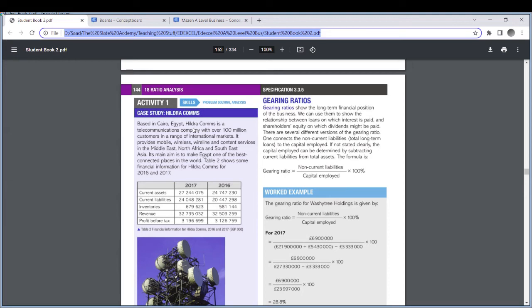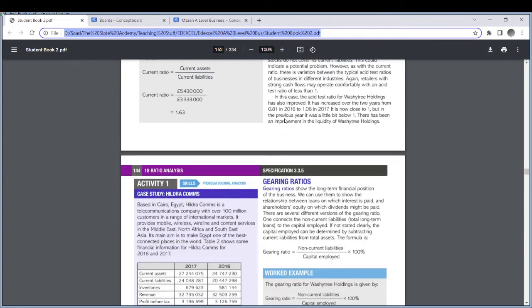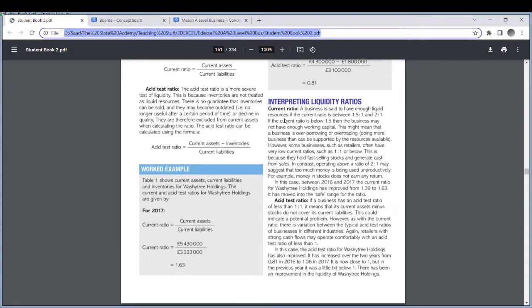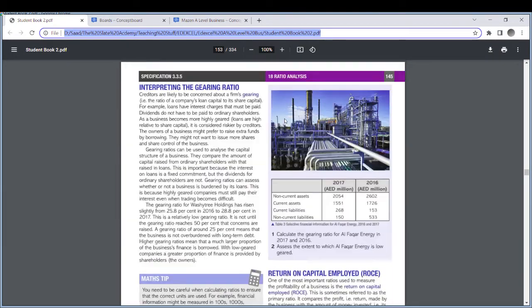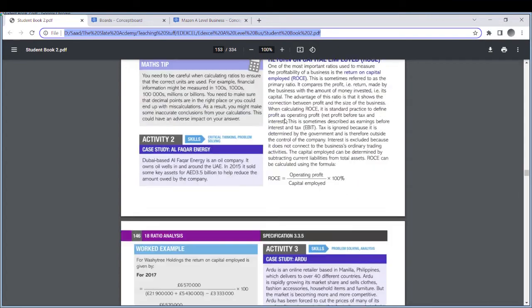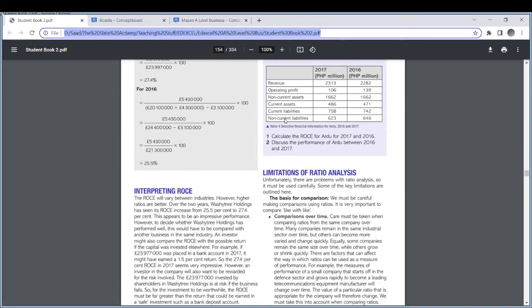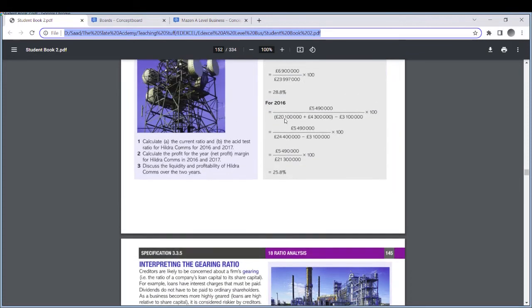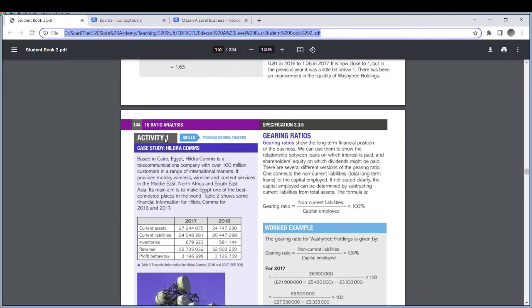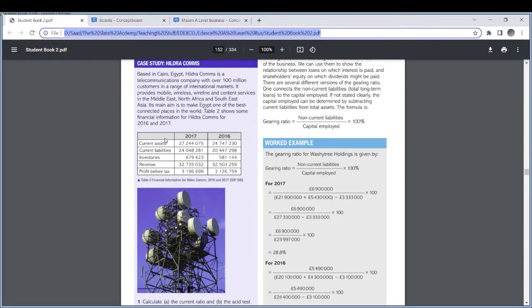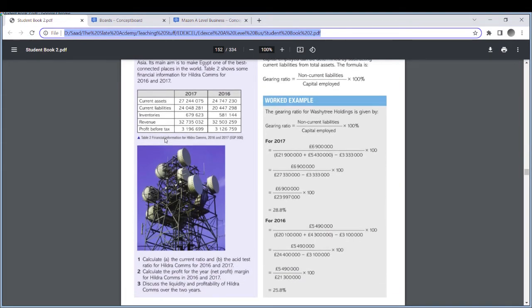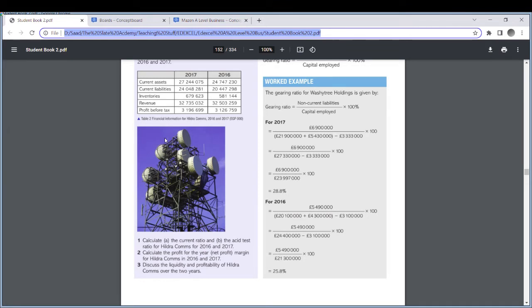Okay, there is one more ratio. Why don't we do this as well, and then together we can solve all of them. Oh, no, there is not just one, there is more. Okay, quickly do this one. Activity 1, page 144. Okay.